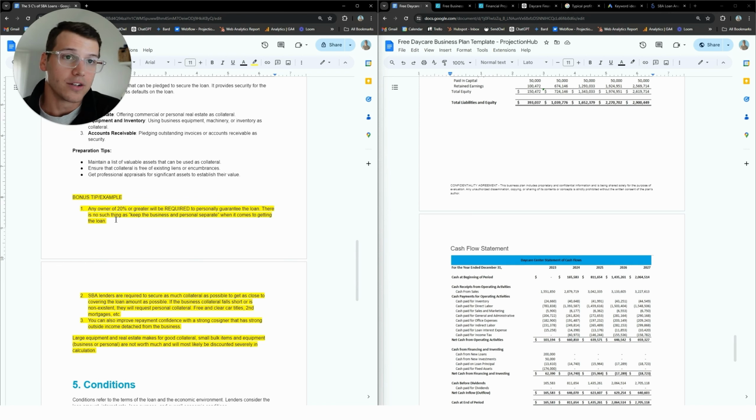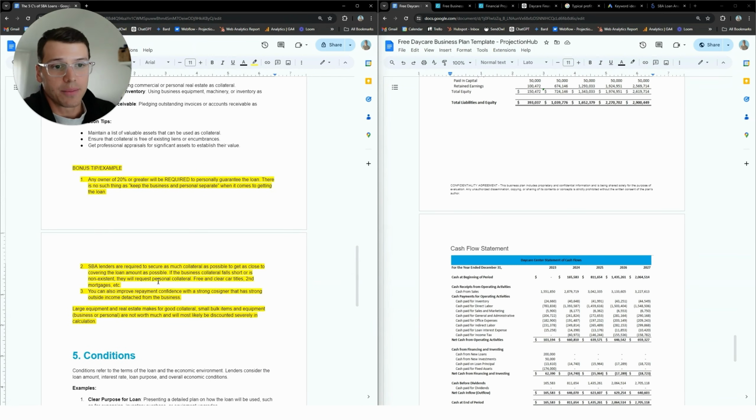You will be required to personally guarantee the loan, which means if the business fails to pay back the loan, you will be required to pay back the loan personally. You're going to be on the hook for that. And any owner at or greater than 20%, or any co-signers, are in that same bucket too. So, just a little dose of reality, something you should be prepared for.